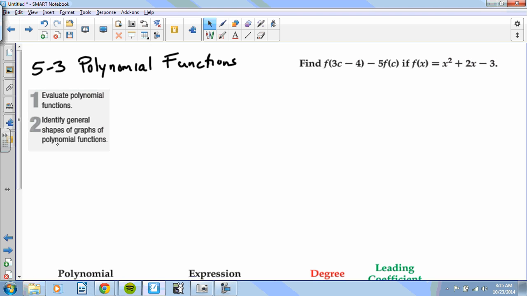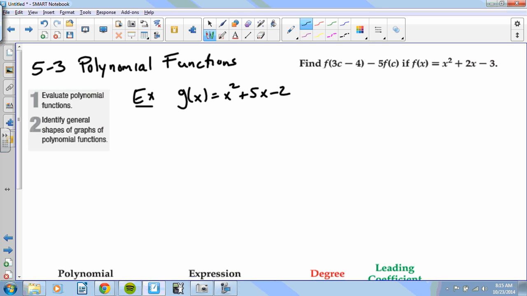Let's start with number one, this first video. Let's talk about how we evaluate polynomial functions. We're going to get to this one over here in a minute, but let's start with something real basic. Let's say, for example, I have simply g of x equals x squared plus 5x minus 2. Okay, it's a quadratic. It's got three terms.